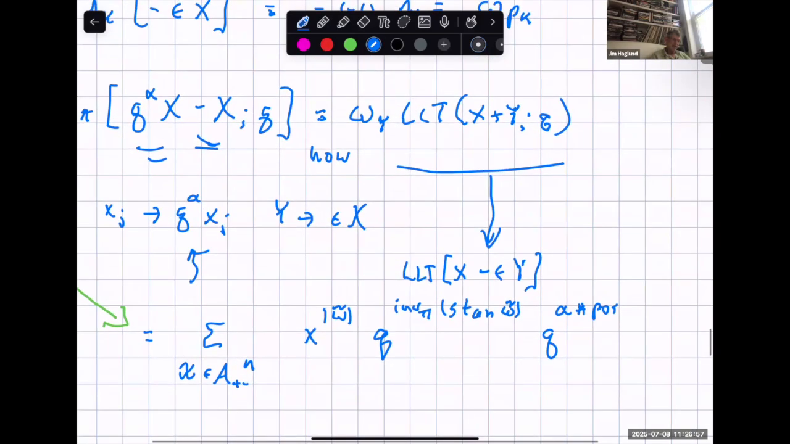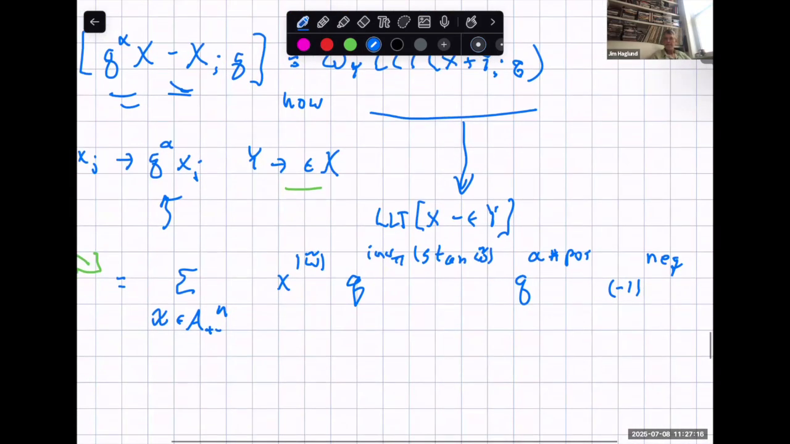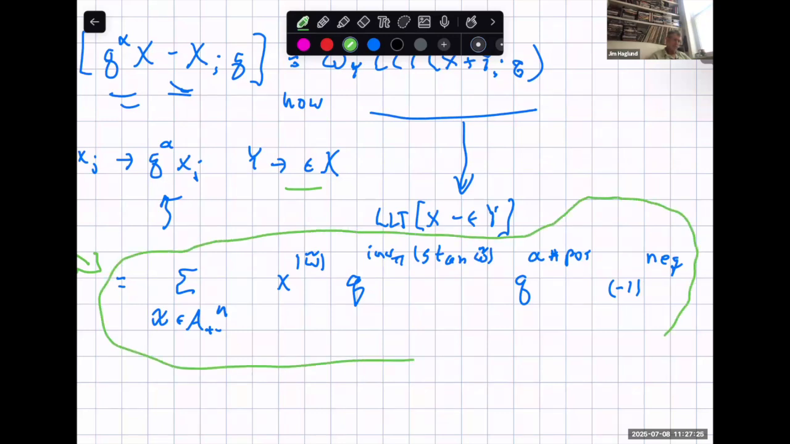And then because of the negative epsilon y, y was replaced by epsilon x here. So that gives a negative sign for each negative letter, so minus 1 to the number of negative letters. Yeah, so that's one way to write this thing up here using the superization. Okay.